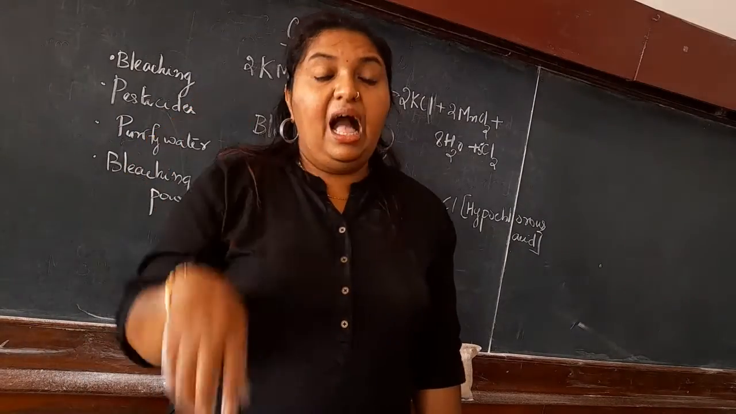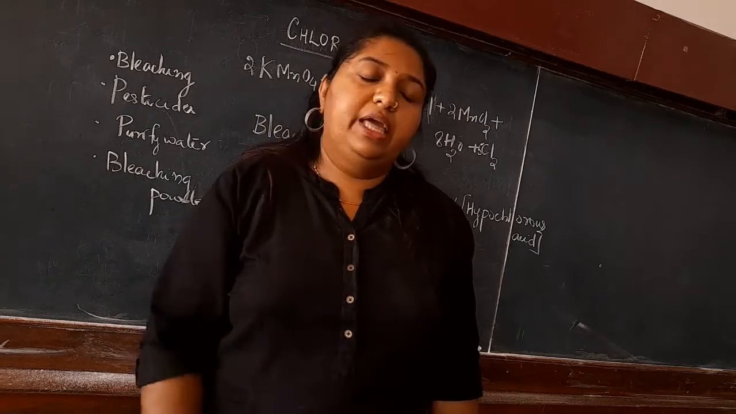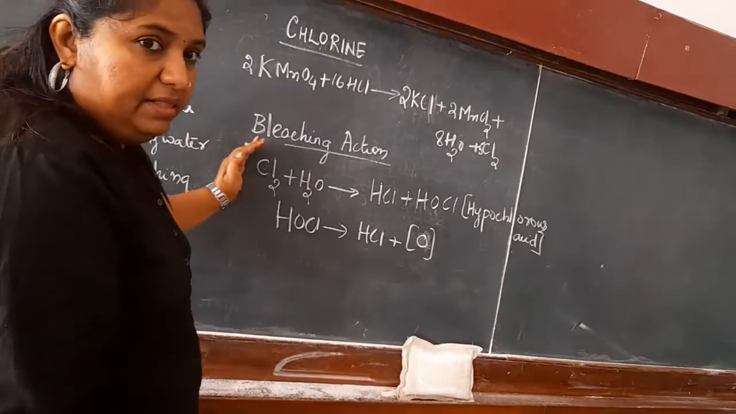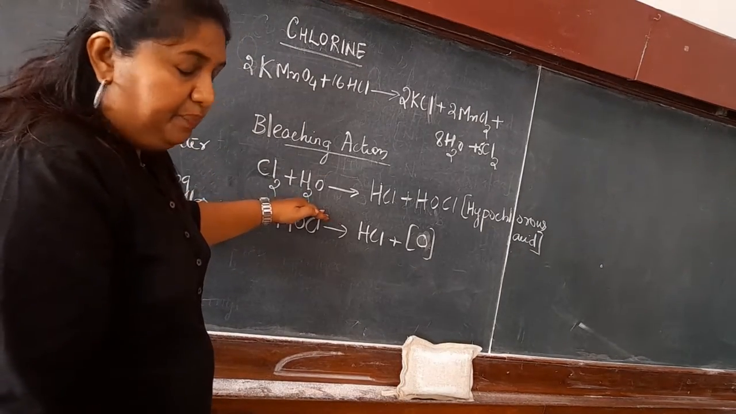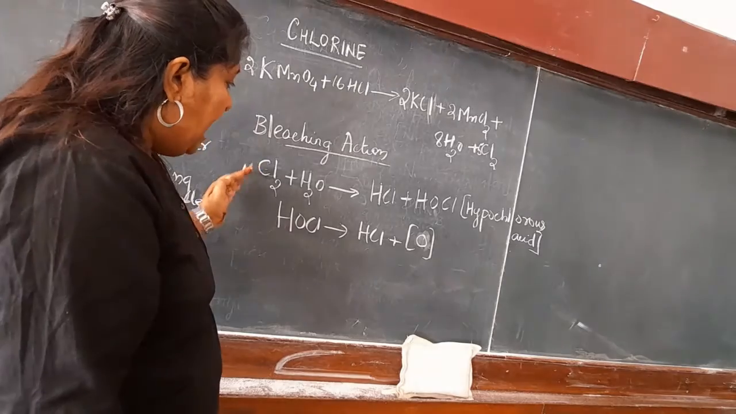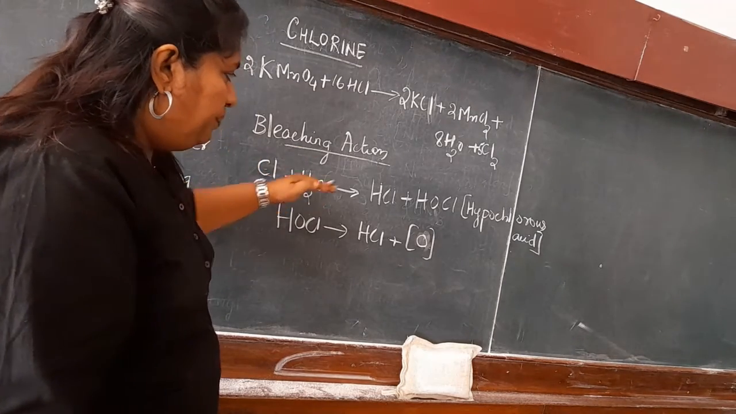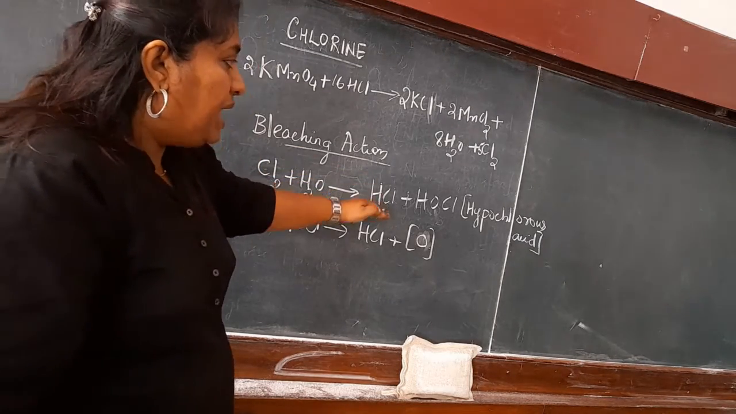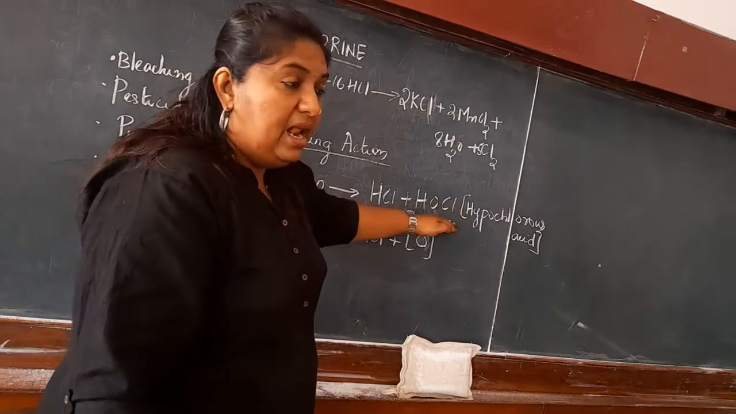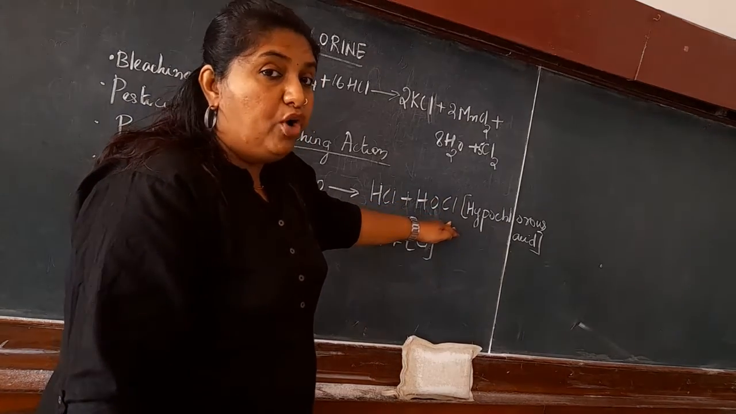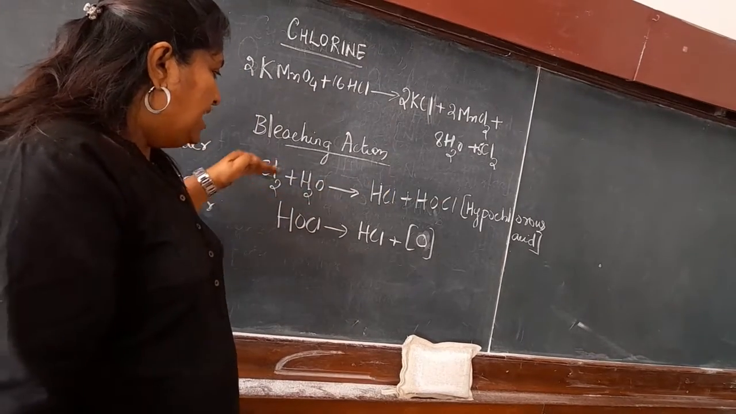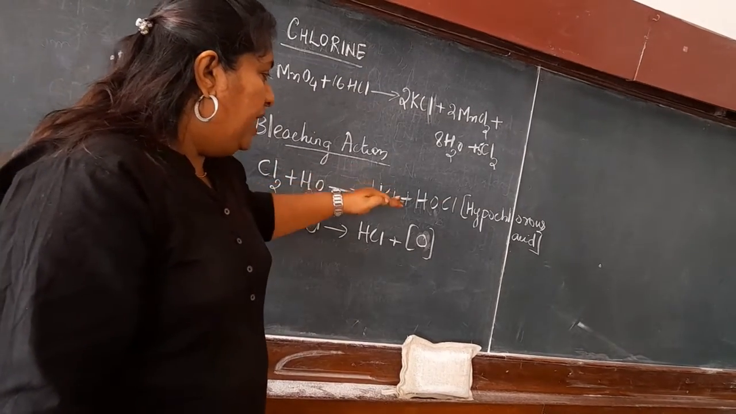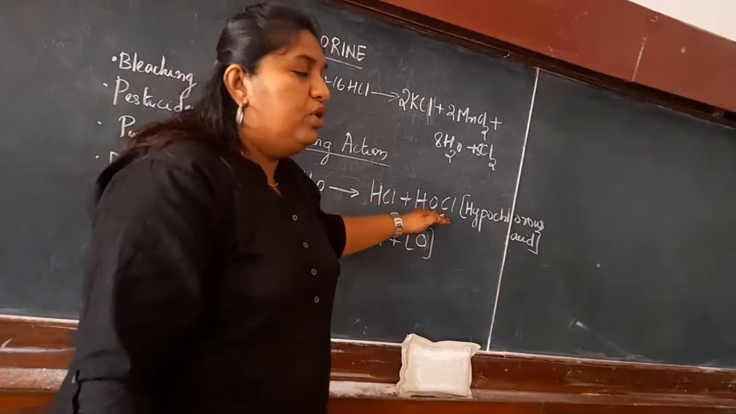Now we are going to see how this bleaching activity works. See here, chlorine was there in the jar. We add a little amount of water to it, isn't it? So the chlorine reacts with water to form hydrochloric acid and HOCl. This is a new word, hypochlorous acid. Okay? So chlorine reacts with water to form HCl and hypochlorous acid.